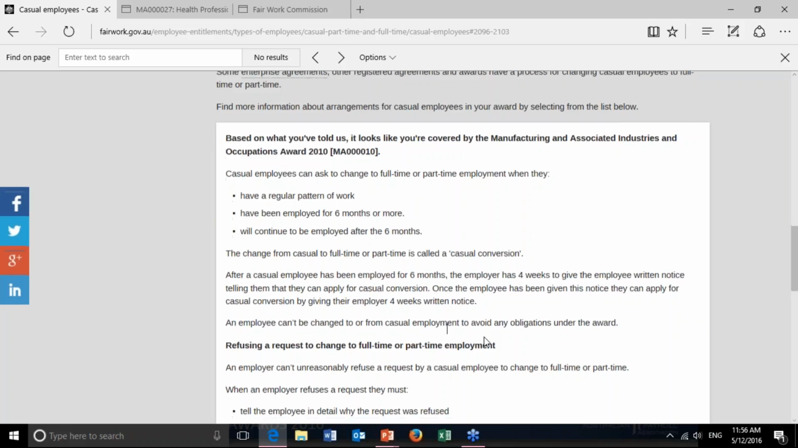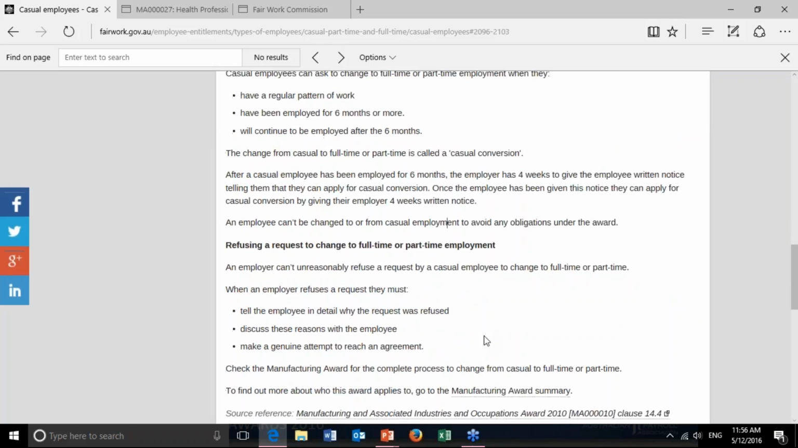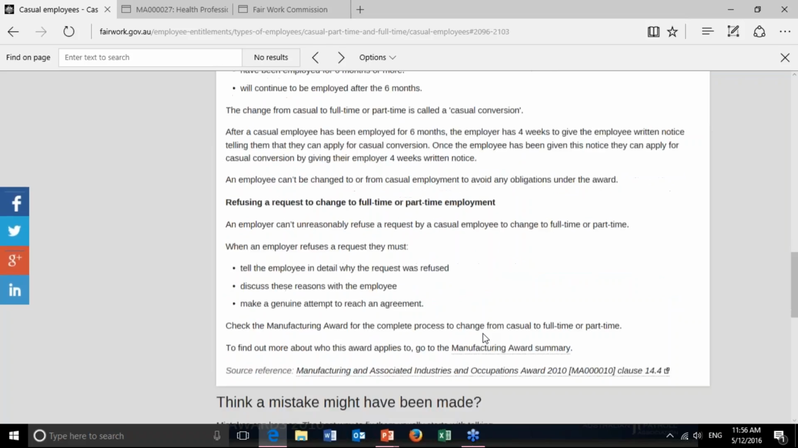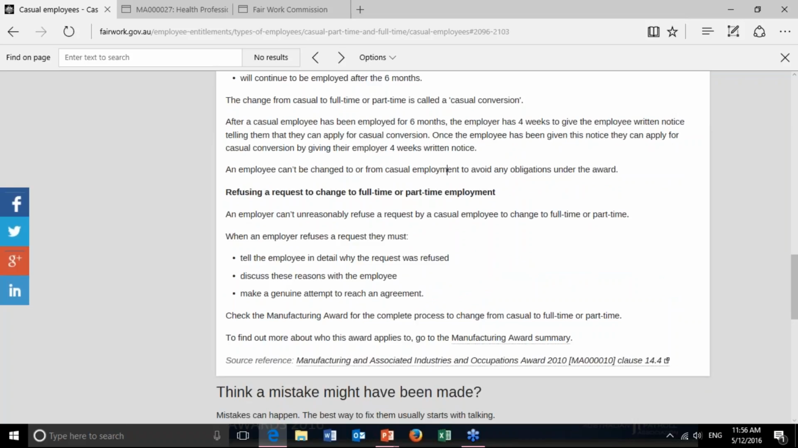So they can't be changed from or to casual to avoid any obligation. So you can't change them from casual to full-time just at a particular period of time where a particular entitlement may or may not kick in. So basically it's up to the employee to say yes or no, I want it, and for the employer to ironically approve or deny the request. Why you would have the ability to deny the request when it's a mandatory requirement that you offer them anyway.